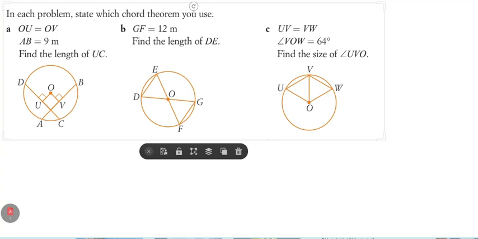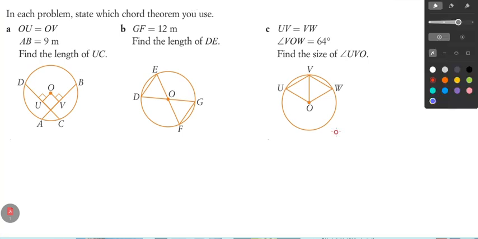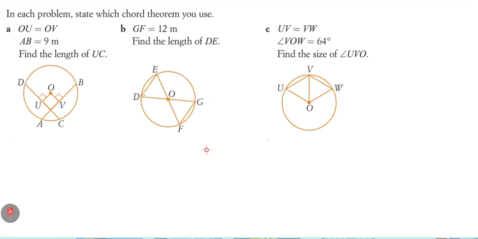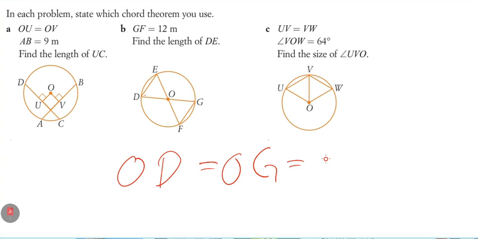So for the B, if you can see in the figure here, we have the line segments DG and DE. You can see DG here is a diameter because it passes through the center O. So this means OD is equal to OG and equal to OE and equal to OF. So these are all the radii in the circle.